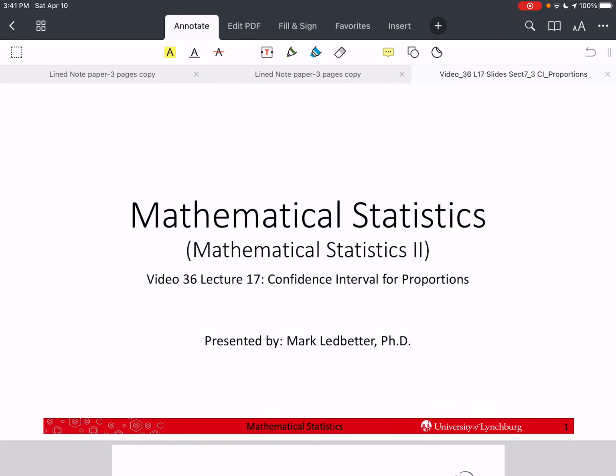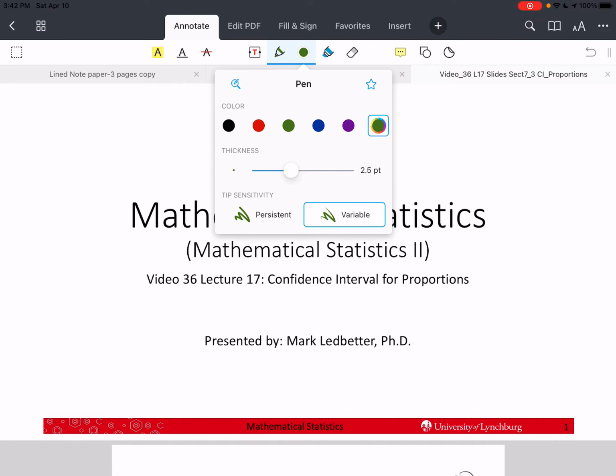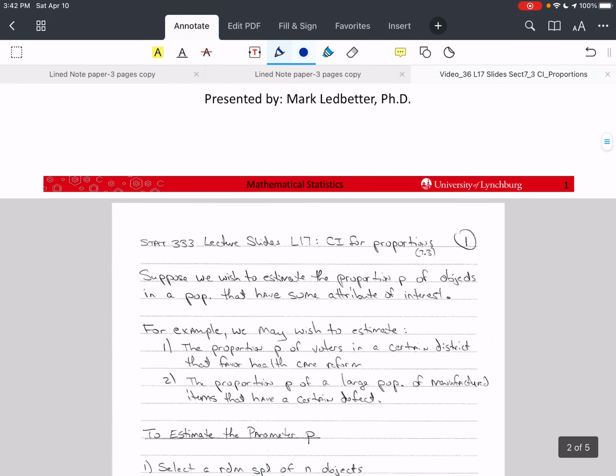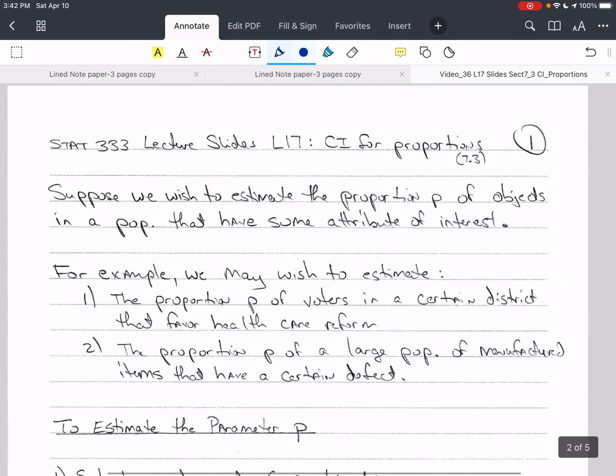We're in lecture 17, and in this video we're going to discuss confidence intervals for proportions. Okay, so we've done the confidence intervals for means and difference of means. Now we're going to look at something very different. Suppose we wish to estimate the proportion P, our population parameter, of objects in a population that have some attribute of interest. So it's some category.